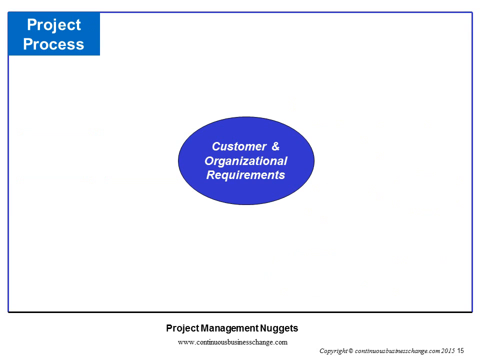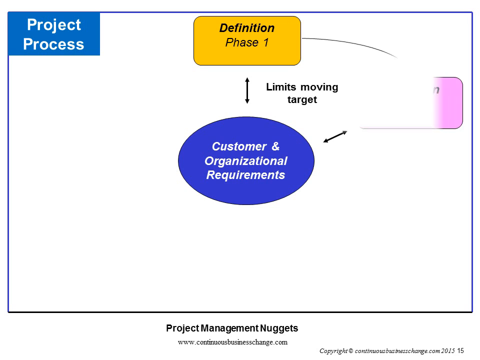This is our 6-phase project process. It starts by gathering and understanding customer and organizational requirements and recognizing that they may change as the project progresses. The labels for each phase describe the work. Definition phase, define the project. Evaluation phase, evaluate the details.